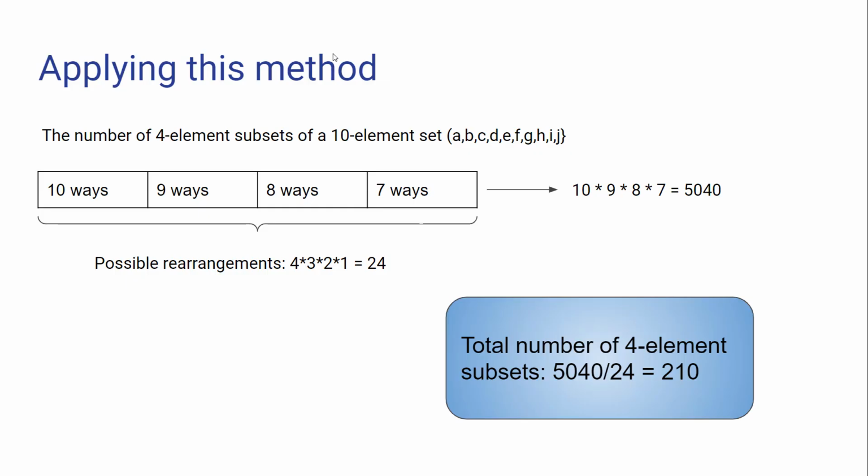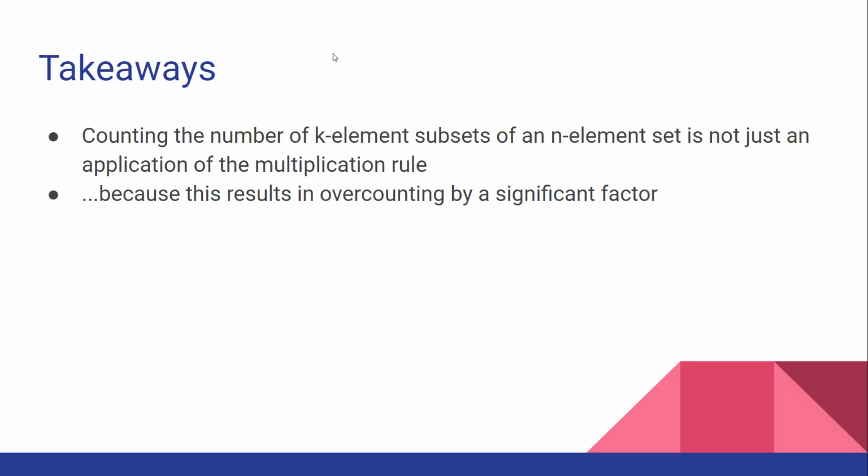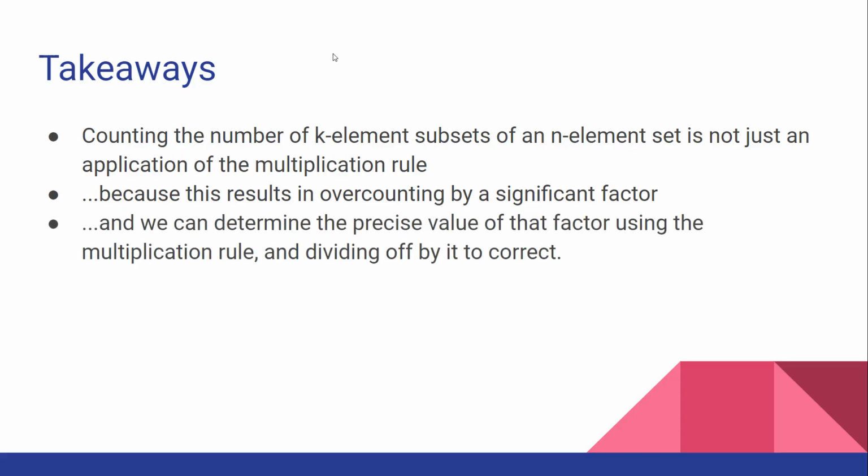So in this video, we've learned that counting the number of k-element subsets of an n-element set is not just a straightforward application of the multiplicative rule, because we end up overcounting our objects. Always be careful about whether a counting algorithm counts objects more than once. But we also saw that we can determine by just how much we overcounted, and we can correct this wrong count by dividing off that factor.